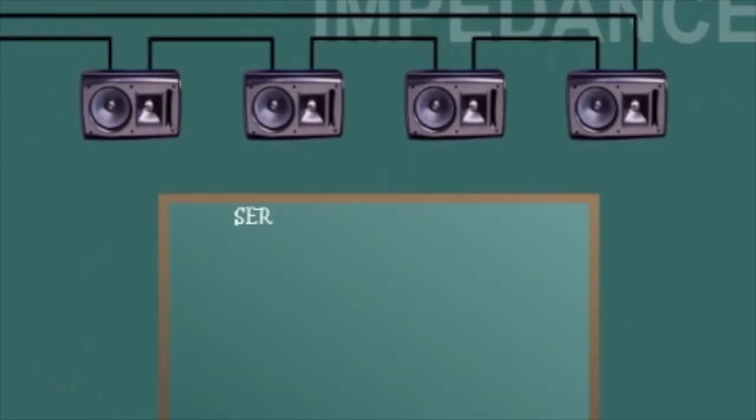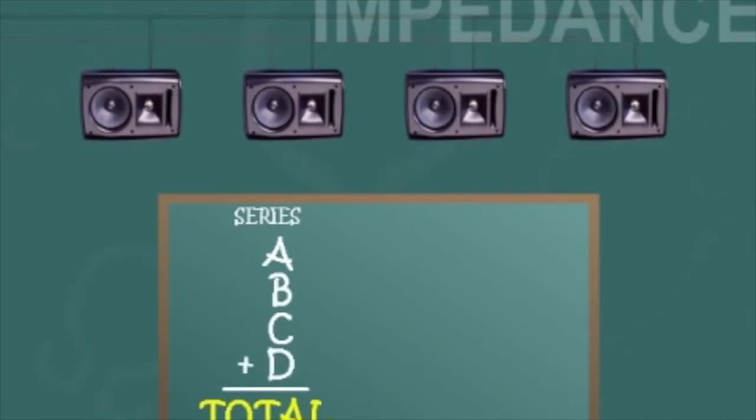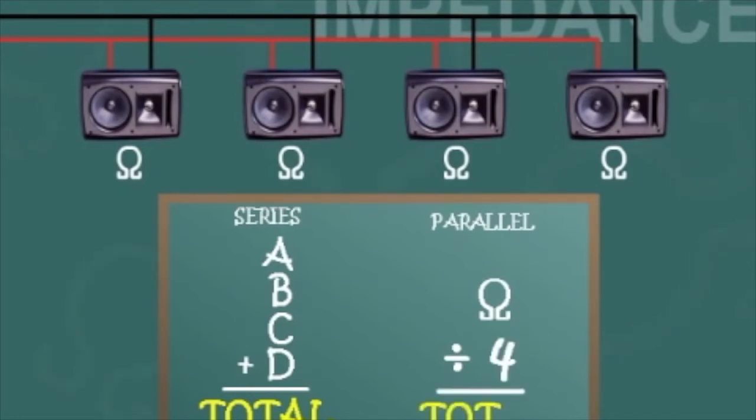Calculating an approximate impedance load on a single amplifier channel is done by determining the number of loudspeakers to be connected and whether they are connected in series or parallel. If they're wired in series, simply add the impedance of each loudspeaker together to get your total. If wired in typical parallel fashion, and all loudspeakers have the same impedance, simply divide the common impedance by the number of loudspeakers.